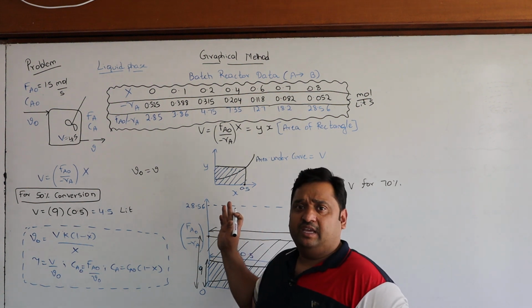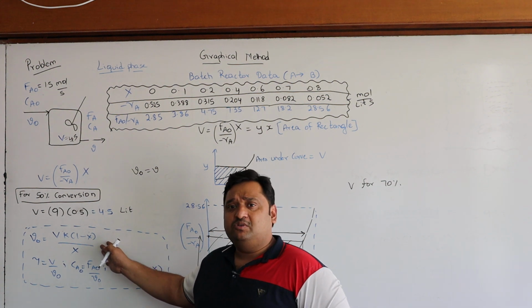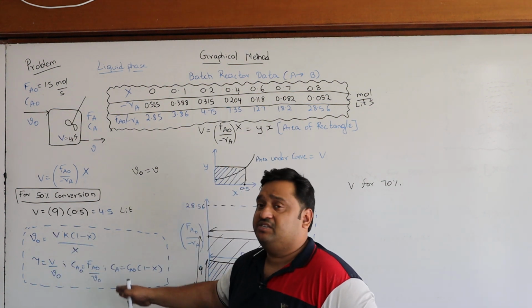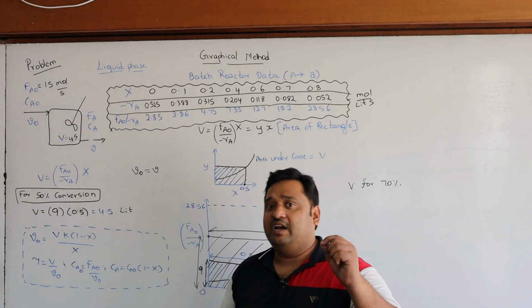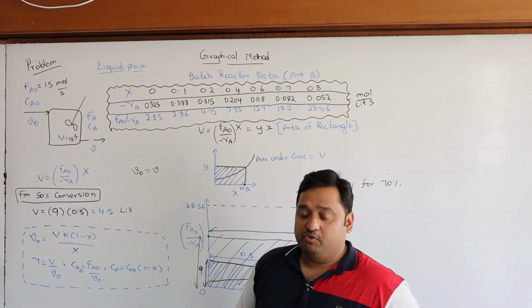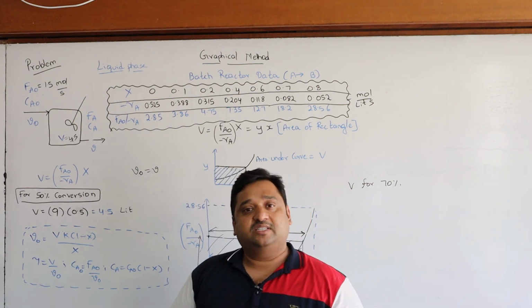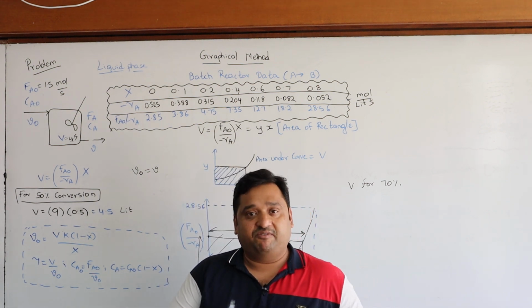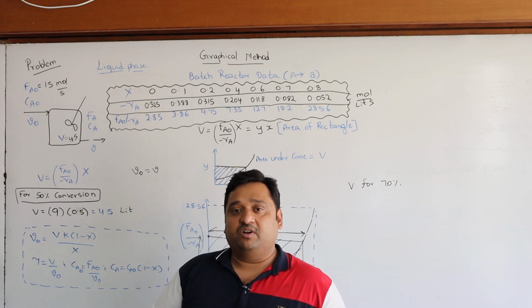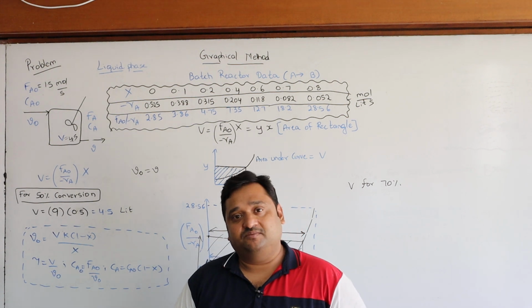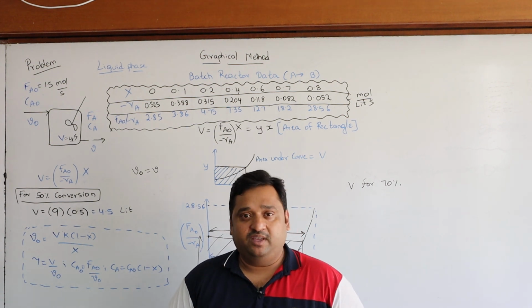Once you get the volume, similarly you can use these formulas to find the volumetric flow rate, space time, initial concentration, final concentration, all the data you require to design the reactor. I hope you now understand the graphical method of finding the volume of a continuous stirred tank reactor. Thank you. Let us meet in the next lecture on a new reactor.